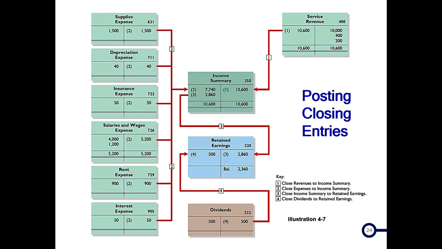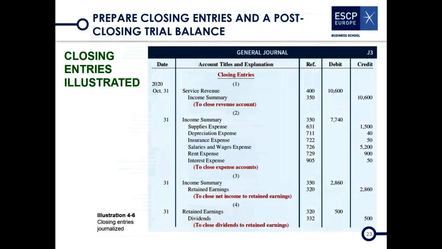Questions on the closing entries. Here, you see how it looks in the general journal. So you would find at the very end the closing entries, and you see how revenues are transferred to the income summary account, expenses' ending balances get transferred to the income summary account, and then the income summary account gets closed into retained earnings, and dividends also get closed into retained earnings.